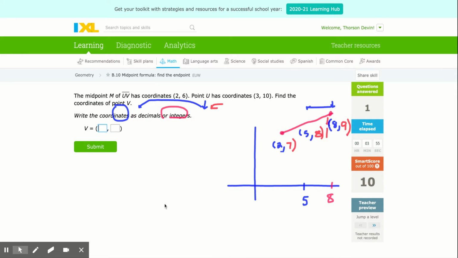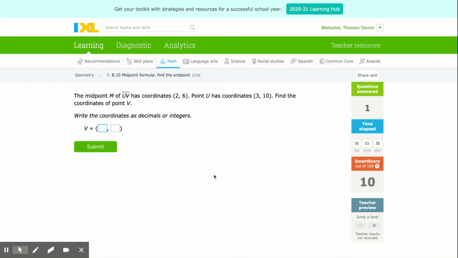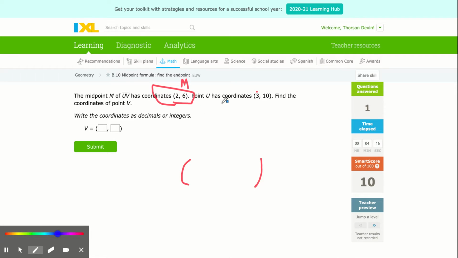So let's do another one, and then we'll do it a little bit quicker. First of all, let's make sure we know which one's the midpoint. M of UV has a coordinate of (2, 6). So this is my midpoint. Then I'm going to label my endpoint. Point U has a coordinate (3, 10). When it says point U, they're saying the one end of that line segment. That's variables, so the variables matter. So this is an endpoint. That's very important to know which one's the endpoint.